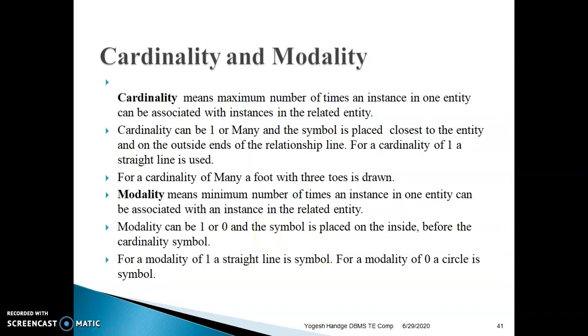Cardinality and modality. Cardinality means the maximum number of times an instance in one entity can be associated with the instances in the related entity. Cardinality can be one or many, and the symbol is placed closest to the entity and on the outside end of the relationship line. For cardinality of one, a straight line is used. For cardinality of many, a foot with three toes is drawn.